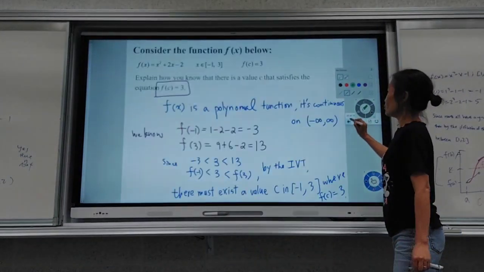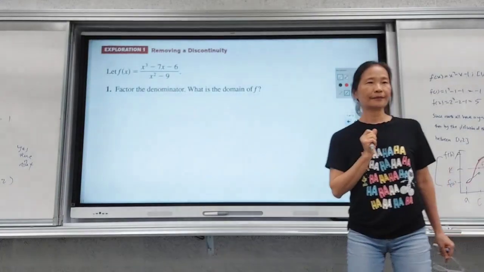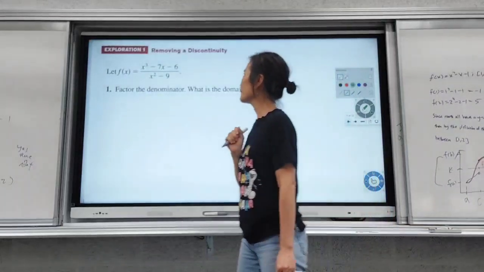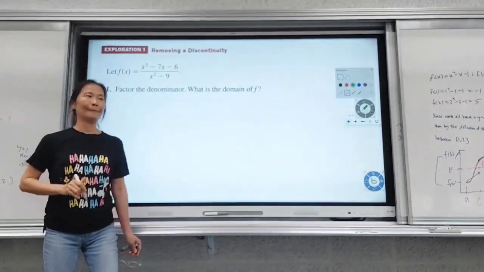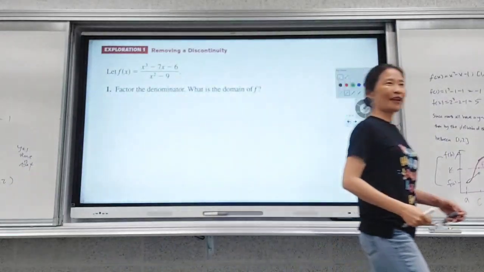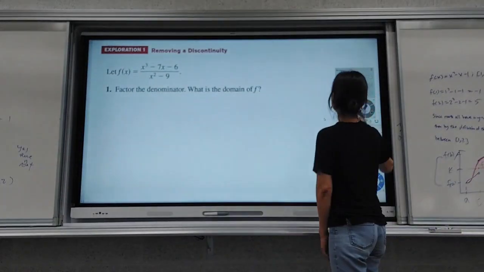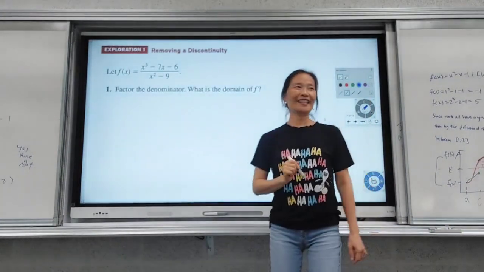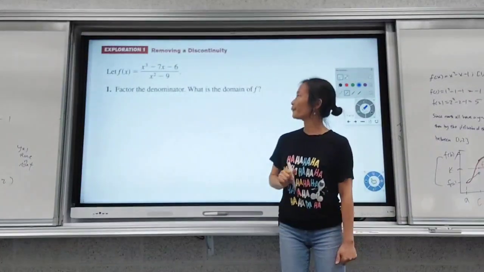I'm going to go back to the one we skipped. Back to exploration 1. This is a little tricky. You're an advanced class, right? You calculus AB, you're all mega stars, good in math, or very interested in math. Yes?